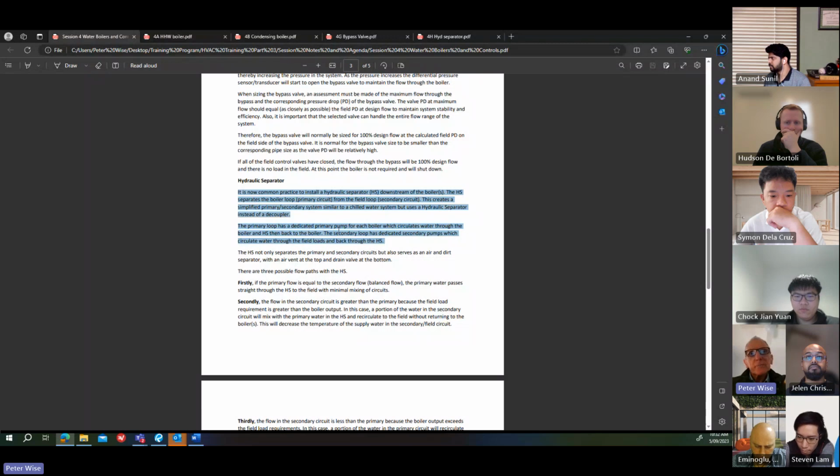Primary loop has a dedicated primary pump for each boiler, which circulates water through the boiler and the hydraulic separator back to the boiler. The secondary loop has dedicated secondary pumps, which circulate water through the field loads and back through the hydraulic separator.